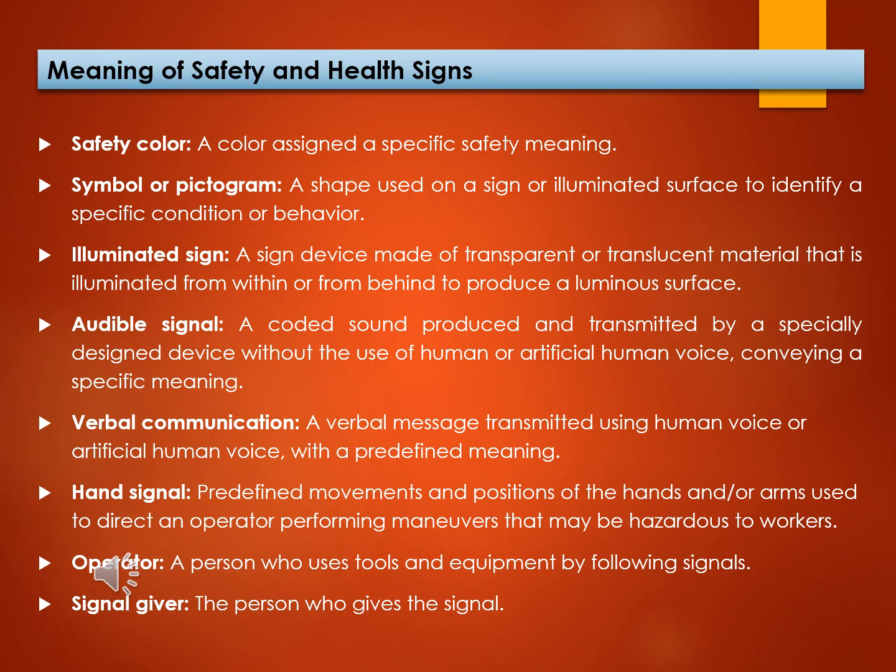Illuminated sign: a sign device made of transparent or translucent material that is illuminated from within or from behind to produce a luminous surface. Audible signal: a coded sound produced and transmitted by a specially designed device without the use of human or artificial human voice, conveying a specific meaning. Verbal communication: a verbal message transmitted using human voice or artificial human voice with a predefined meaning.